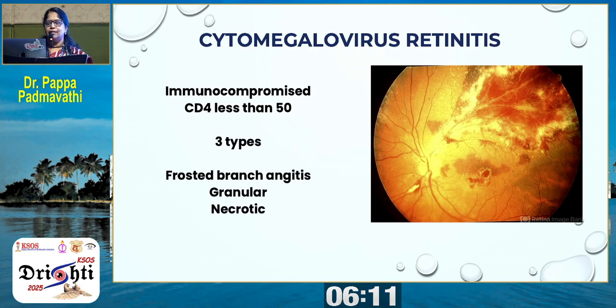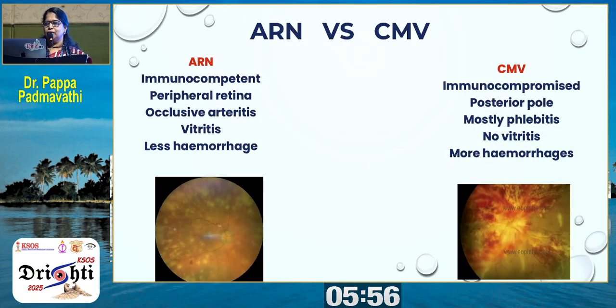Mainly 3 types. It can cause frosted branch angiitis, that is phlebitis, granular type, and necrotic. Necrotic is said to have a more aggressive course and it can produce retinal necrosis and detachments. Granular is the least aggressive form. The differences between ARN from CMV is, again, ARN is immunocompetent and affects the peripheral retina, and it is occlusive arteritis, while in CMV it is more of phlebitis, and vitritis is more in ARN, but no vitritis in CMV, and less hemorrhages compared to CMV in ARN.